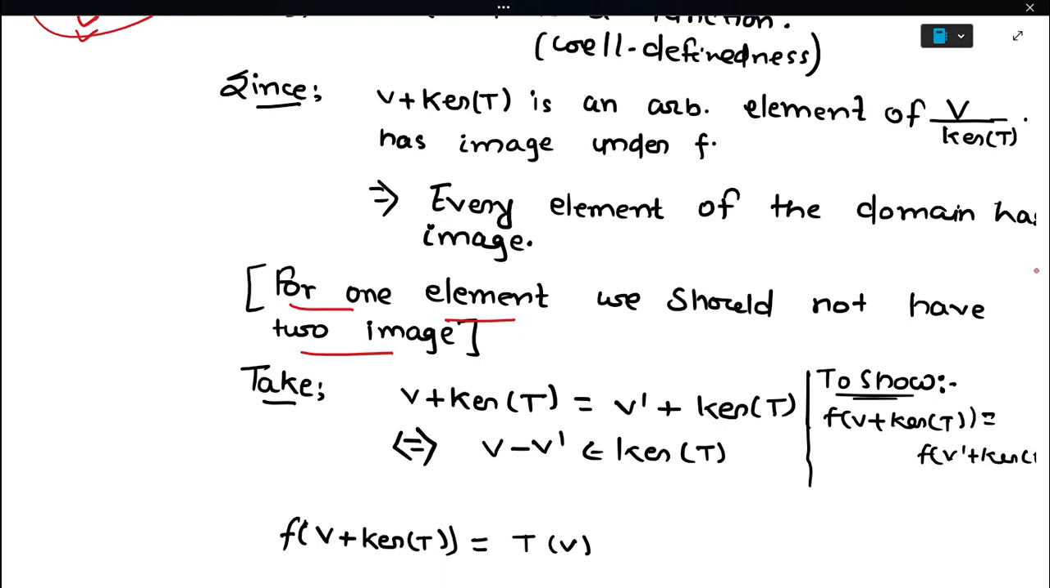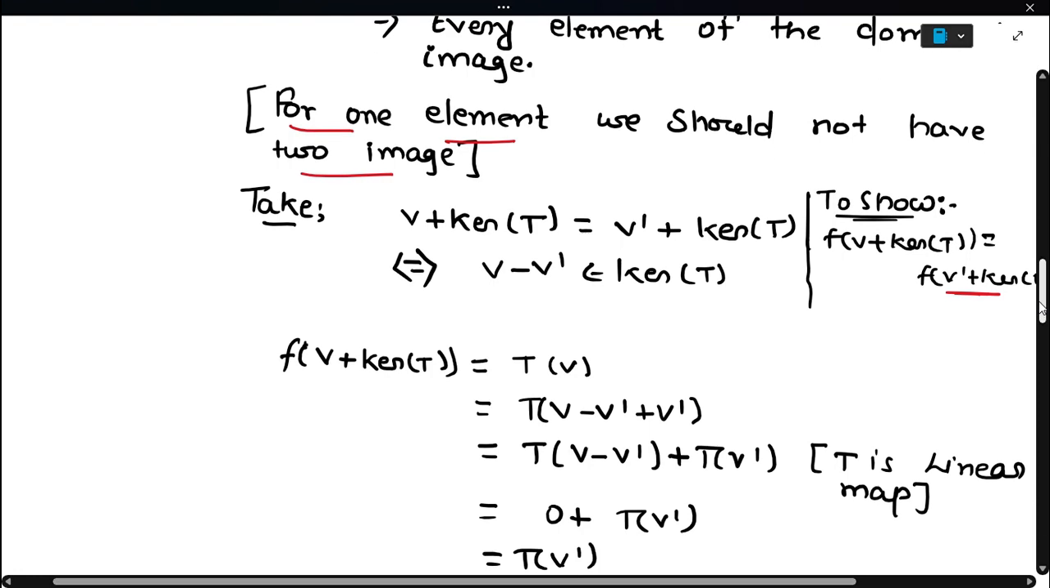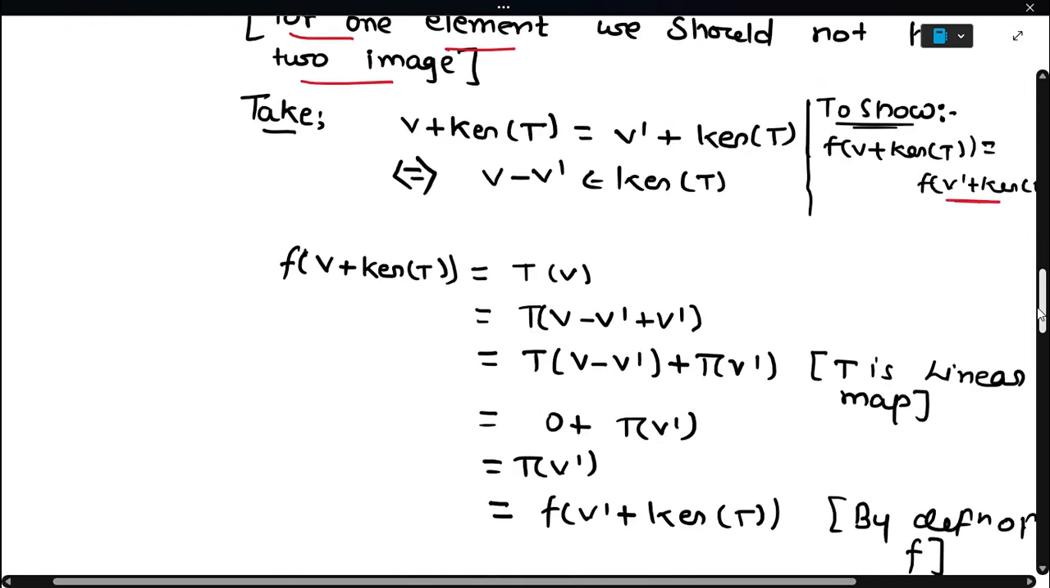So take v plus kernel of T equal to v dash plus kernel of T. This is an element of the domain, and we have taken that both elements are equal. Since this is equal, we need to show f of v plus kernel of T equals f of v dash plus kernel of T. For well-definedness, we are checking the well-definedness of the given function f. We need to prove that this is a function.